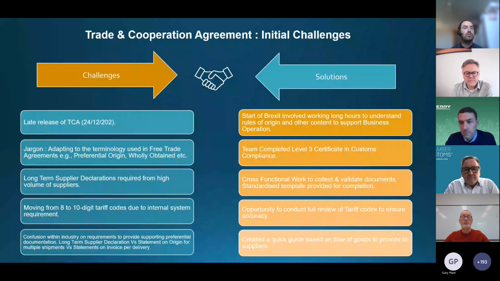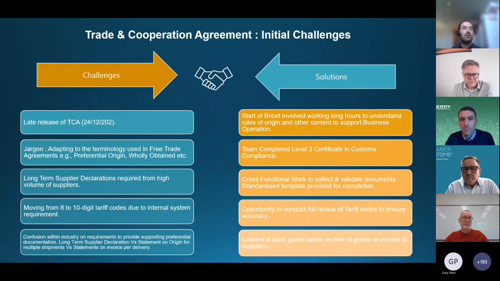So to start at the top, the late release of the trading cooperation agreement, obviously it was Christmas Eve 2020, I believe. The lateness of the release and the short notice to deal with it and its commencing meant some long hours for the team, and a lot of people putting a lot of effort into trying to understand the rules, really reading a very long document and trying to digest what it meant for us and how we would need to deal with it.